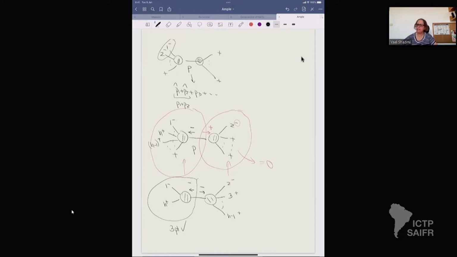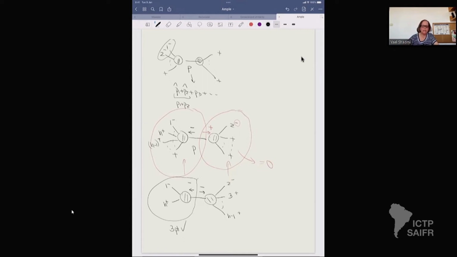Okay, thank you. So one more question. I just want to understand if you have a 2 plus and all others are minus, we can also have an amplitude that is not 0. If you have 1 plus in the left and 1 plus in the right, and O was minus, the amplitude is not 0, right?